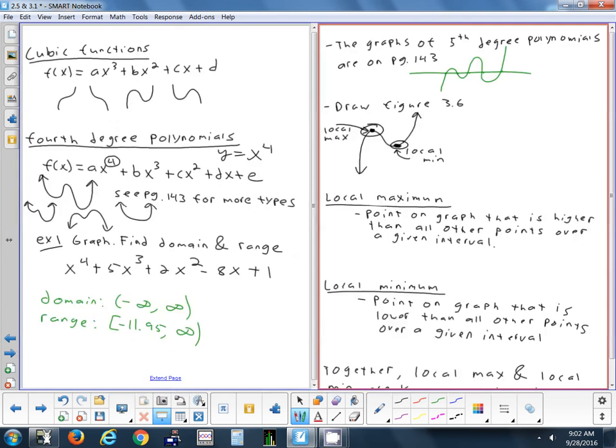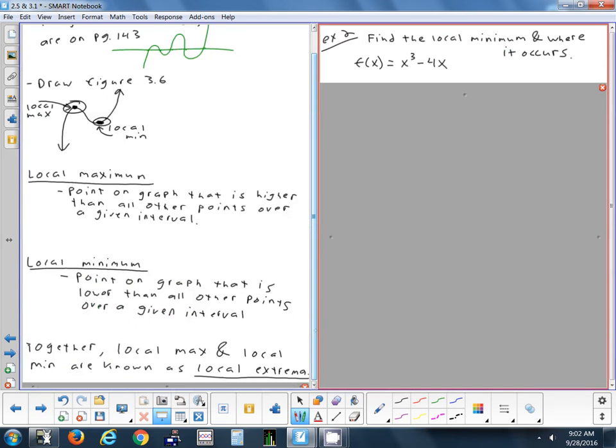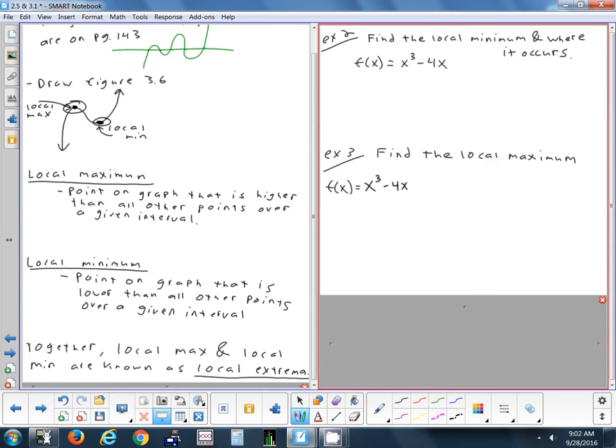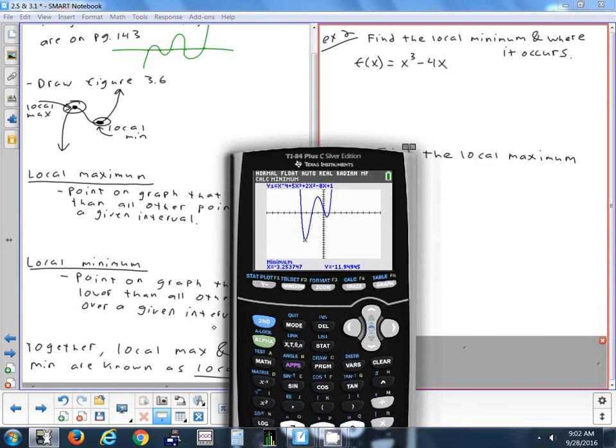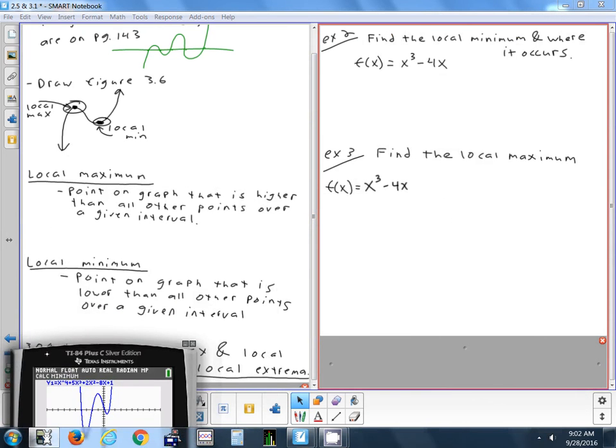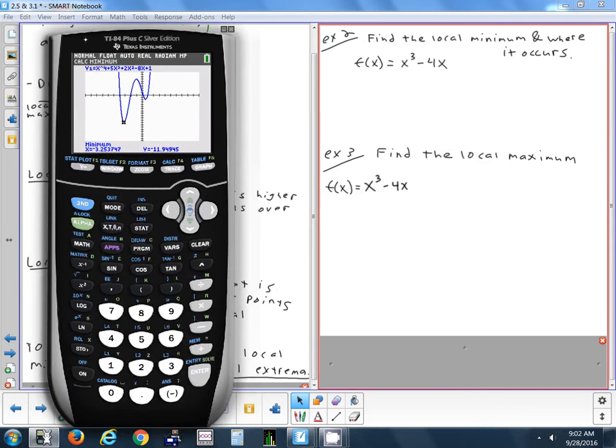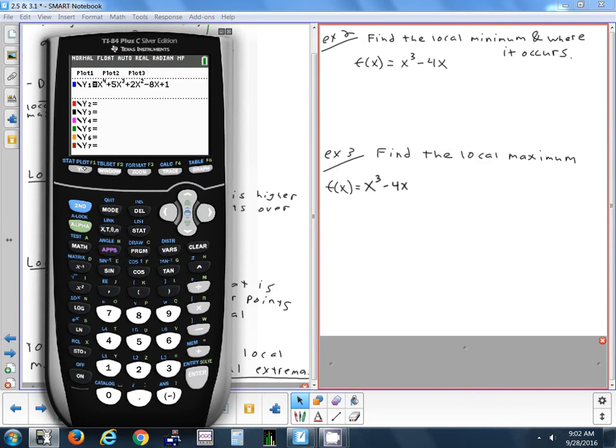All right, so when we have a graph that takes these twists and turns, a lot of times we just use the calculator and we figure out mins and maxes with that. It's very, very simple to do with calculus, but it's just not something we're going to learn this year. So I'm going to graph. Does everybody have what's on the left? Let's graph x cubed minus 4x, and we'll find the local minimum.